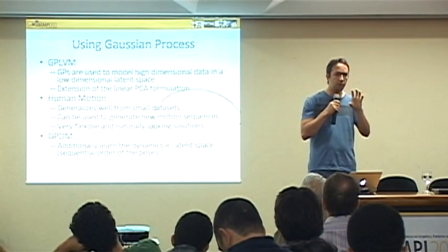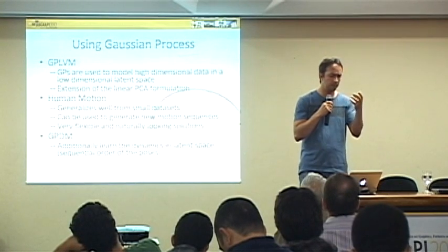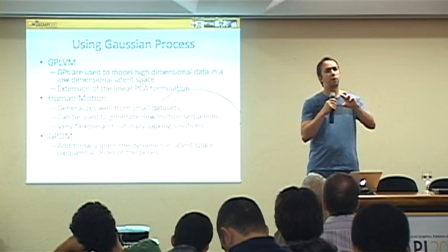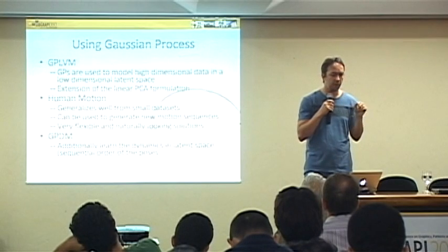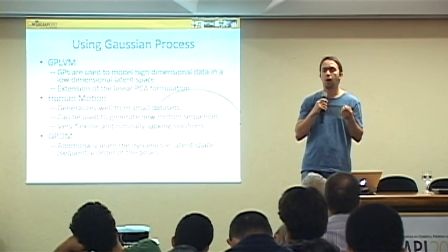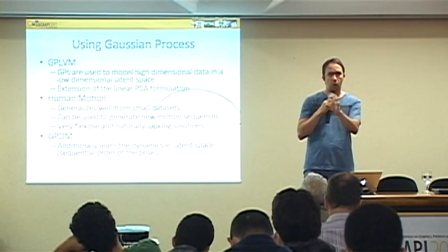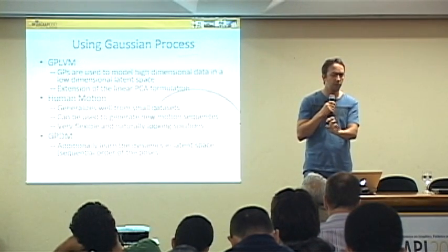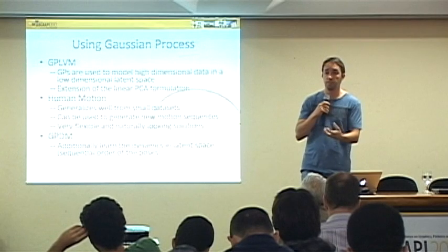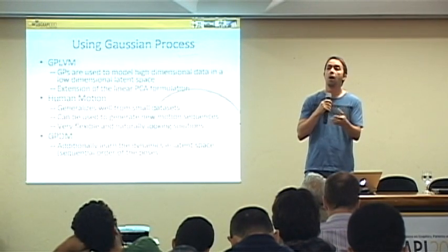As an extension of Gaussian process as well, you have a sort of partner for GPLVM, which is the GPDM, which additionally, in this low dimensional space, this latent space, learns dynamics. So it's able to distinguish.